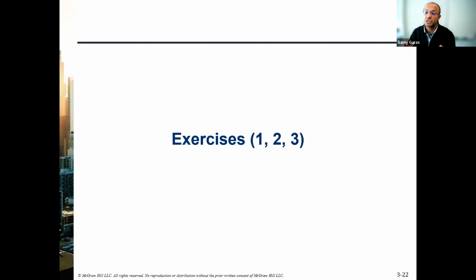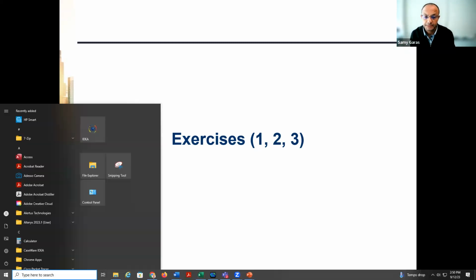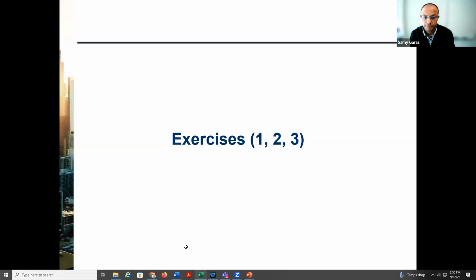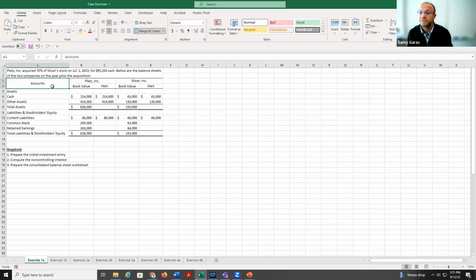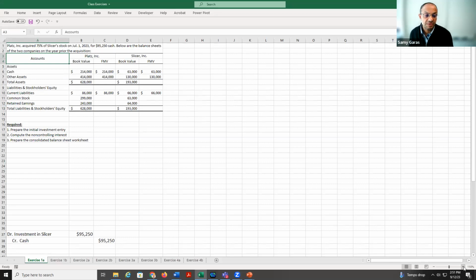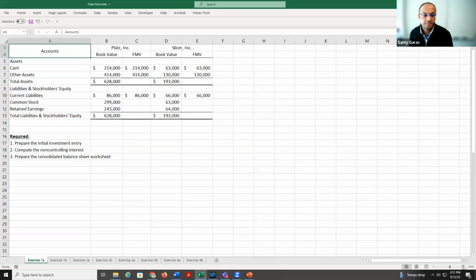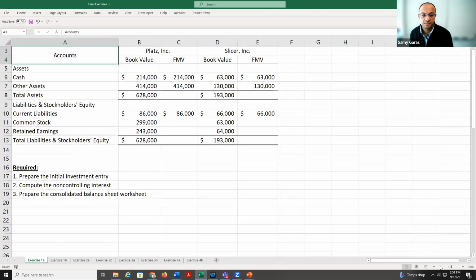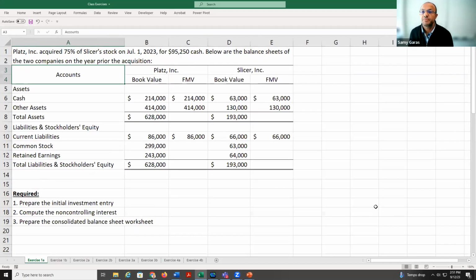Now let us do exercises on an Excel sheet where you see the numbers there. I put the Excel sheet on Brightspace, and you can follow the exercises with me here. And here is the first exercise. There is a company, Platts, that purchased 75%. Let me make it bigger. Okay. So the company purchased 75% for cash, 95,250.